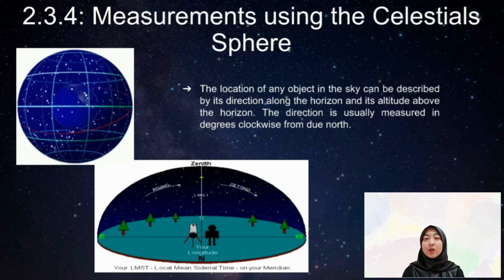The location of any object in the sky can be described by its direction along the horizon and its altitude above the horizon. The direction is usually measured in degrees clockwise from due north. In this figure, for example, the object being described is located at 90 degrees along the horizon, or simply due east, and has an altitude of 50 degrees above the horizon. So this is one way to quantify where something is.